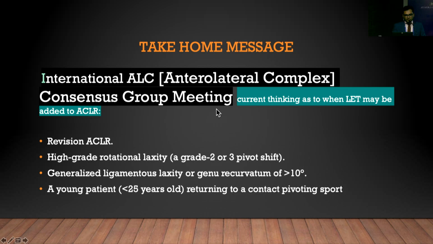Lastly, I would like to give a summary from the International ALL Consensus Group meeting. Consider adding your LET in a certain subset of patients: definitely for revision ACLR, patients with high-grade rotational laxity, that is a grade 3 pivot, or patients with generalized ligament laxity, or a very young patient involved in pivoting sport. Thank you.